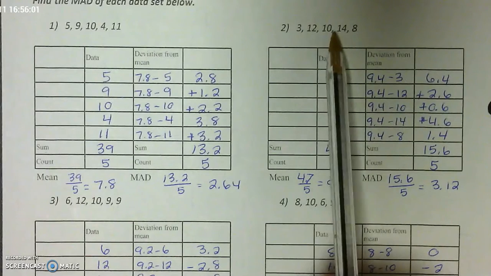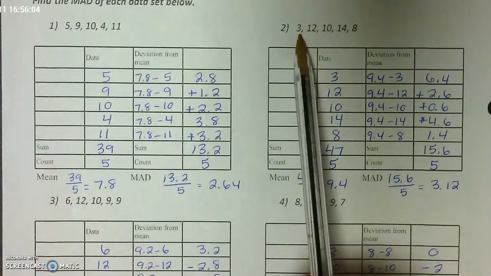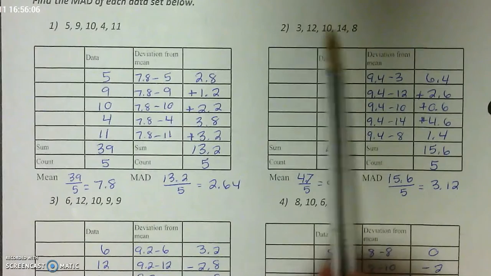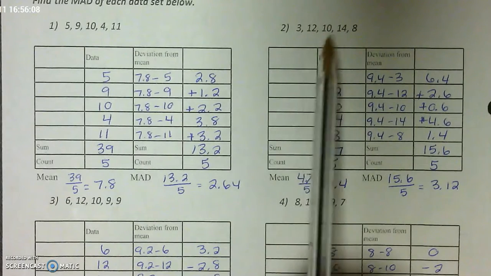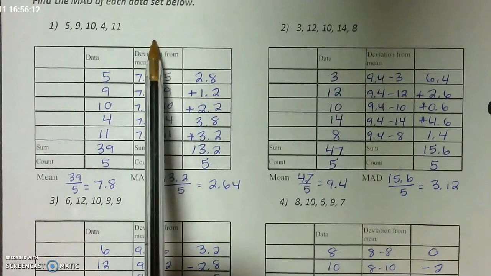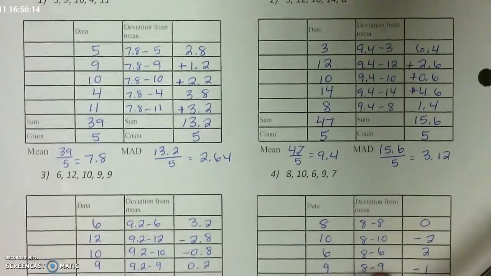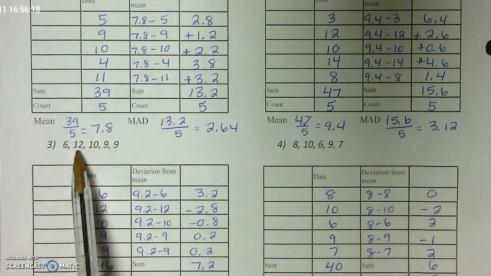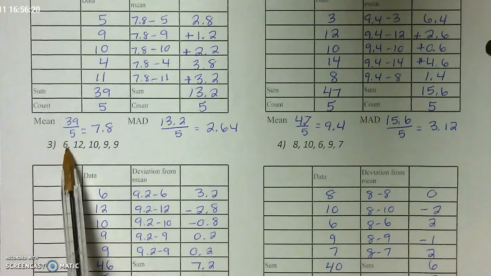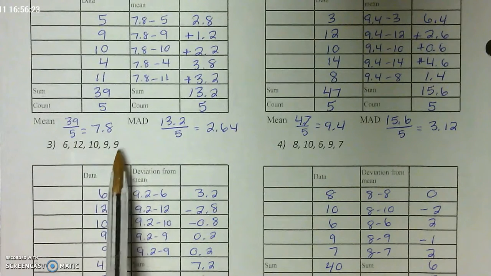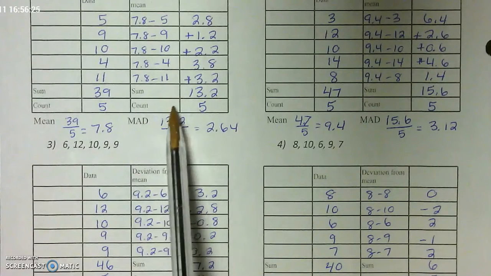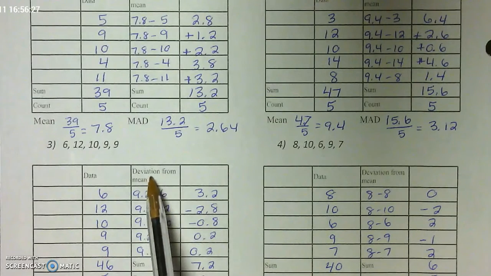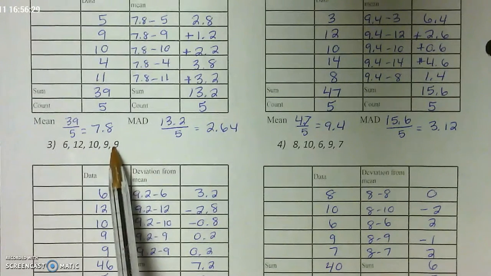In this one, our largest number is 14 and our smallest number is 3, so this range is actually 11. Between these two, this one has a higher range, so this one's spread out more. That means that these are closer together because they had 7. Now this one, my maximum is 12 and my minimum is 6, so this one has a range of 6. Between these two, this one had 7 and this one has 6, so this one's actually closer together.